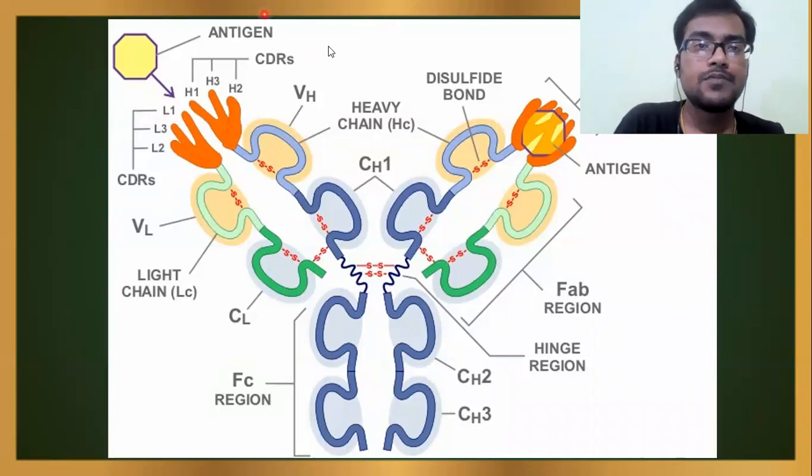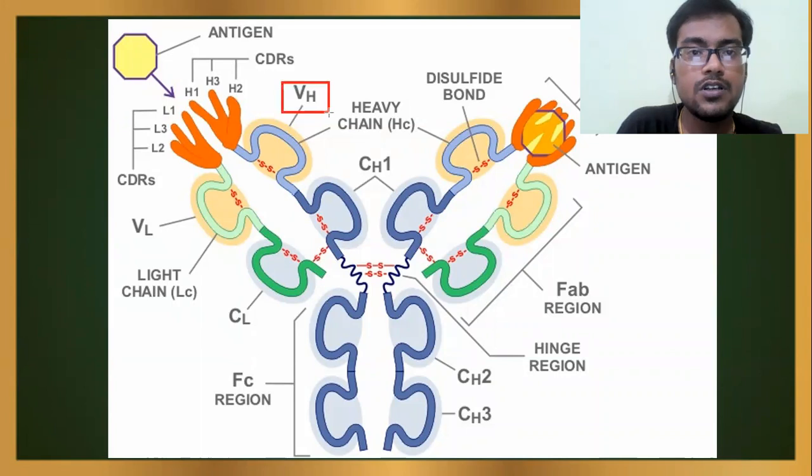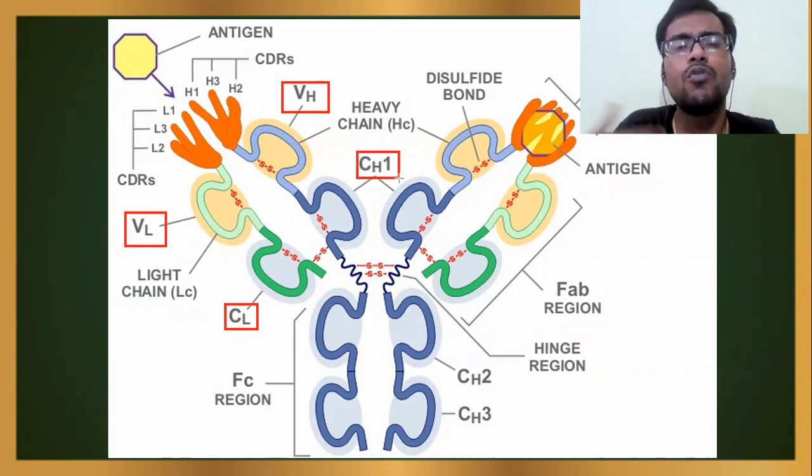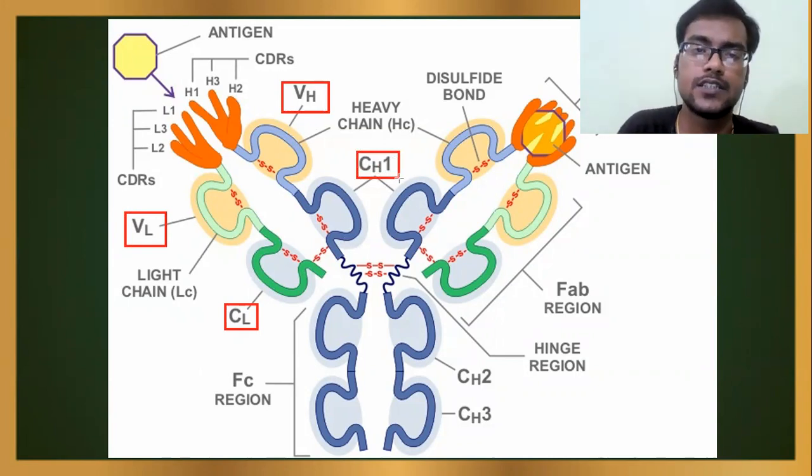In this diagram, we can consider that this is the variable region of heavy chain, that's why it is mentioned as VH. This is the variable region of light chain, that's why it is mentioned as VL. This is the constant region of light chain and this is the constant region of heavy chain 1. Heavy chain contains 3 or more constant regions.